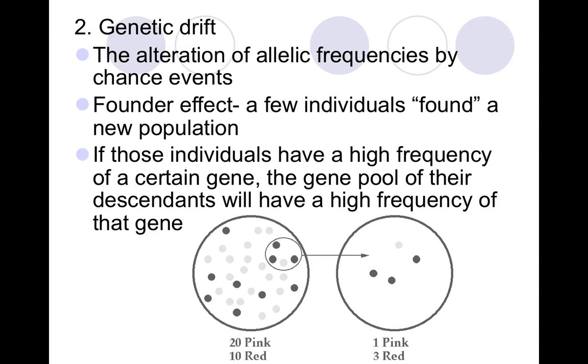So we had a few individuals find a new population. That small group breaks off from that population, and what happens is the pink no longer has the higher frequency. It has become the red.